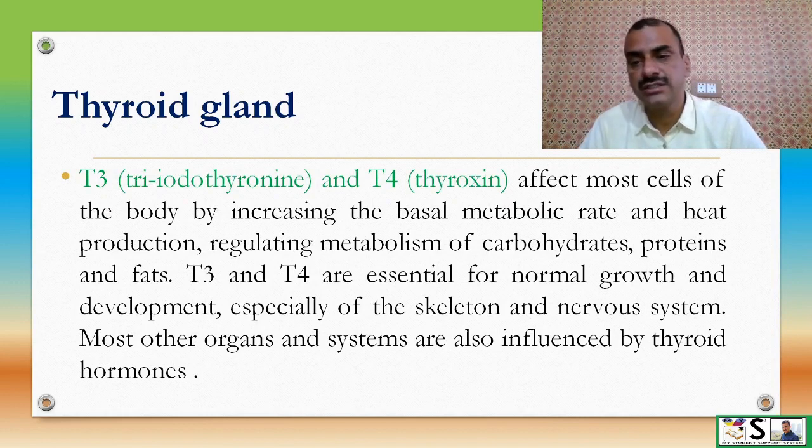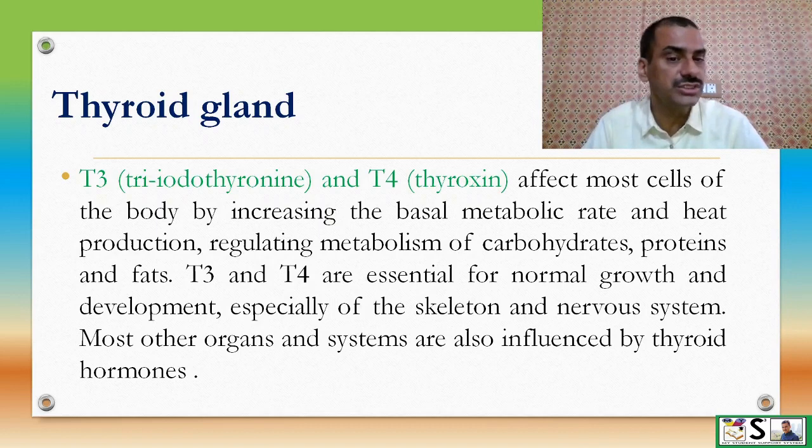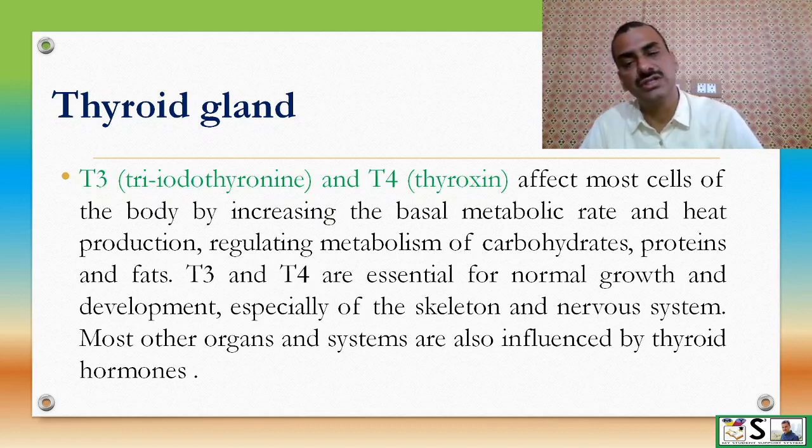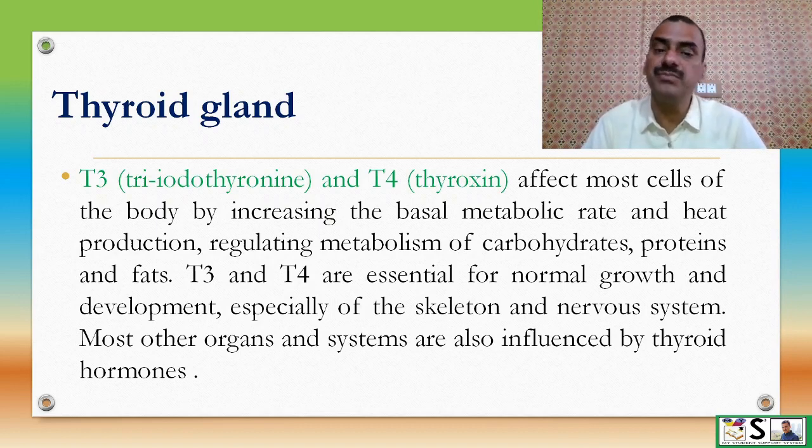T3, that is triiodothyronine, and T4, that is thyroxine, affect most cells of the body by increasing the basal metabolic rate, heat production, regulating the metabolism of carbohydrate, proteins and fats. T3 and T4 are essential for normal growth and development, especially of the skeleton and nervous system. Most other organs of the system are also influenced by these two thyroid hormones.